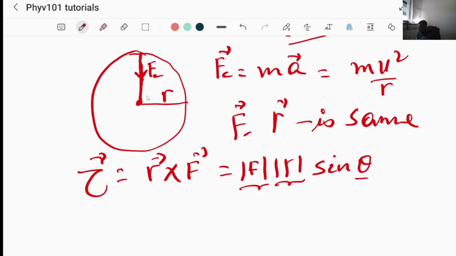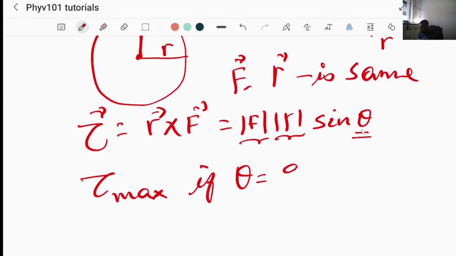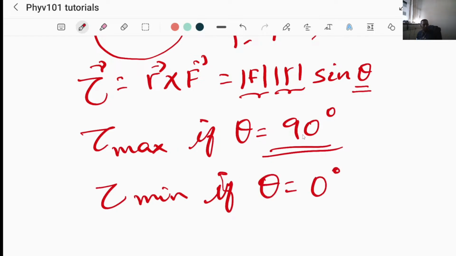In this case, let's even discuss the general condition. Torque is maximum if theta is equal to 90 degrees, because sine 90 is 1. Torque is minimum, meaning there is no torque, if theta is equal to 0 degrees, because whether you are pushing or pulling, there is no turning effect if the angle is 0.